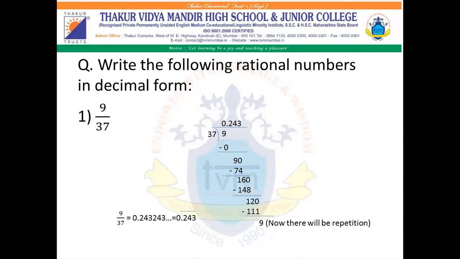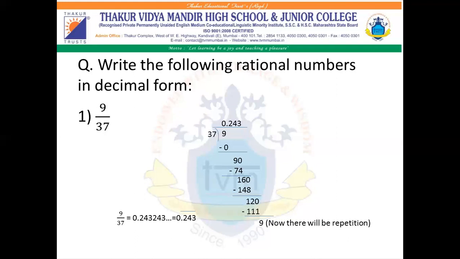37 is not going in 9. So put 0 in the place of the quotient and multiply 0 by 37. 0 multiplied by 37 is equal to 0. So write 0 below the number 9. 9 minus 0 is equal to 9. In 9, 37 is not going. Therefore, put 0 after 9 and put a decimal point in the place of the quotient.